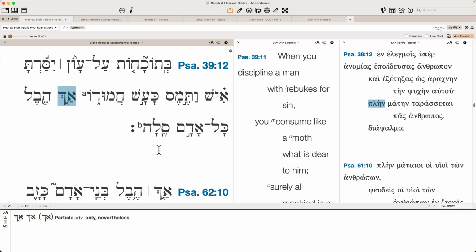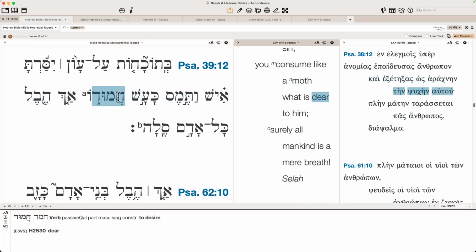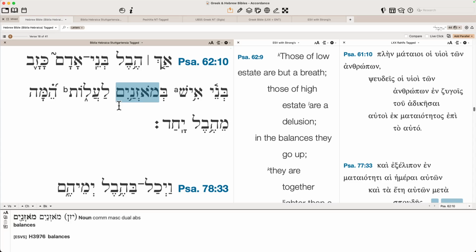Let's see this one. Here it is. When you discipline a man with rebukes for sin, you consume like a moth what is dear to him. Surely all mankind is breath. So it's being translated breath there. Oh, and this is a favorite one. The sons of Adam, and so that's really interesting. The sons of Adam, surely they are Hebel.